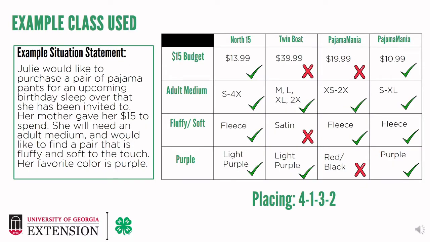Today, we are going to use this example class to build our set of reasons. It's a class on pajama pants. Julie was looking for a pair of pants that were under $15, were an adult medium, were fluffy and soft, and purple. And you can see our placing is 4132. So let's get started.